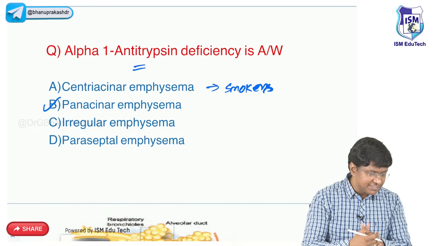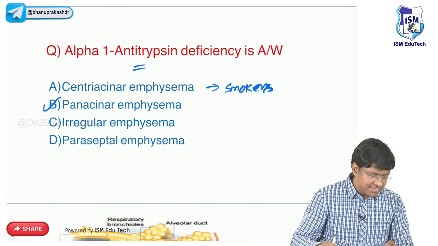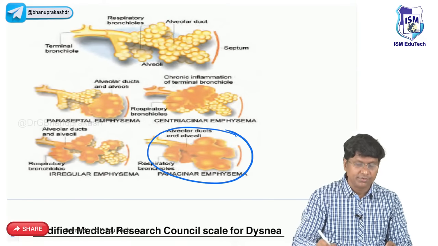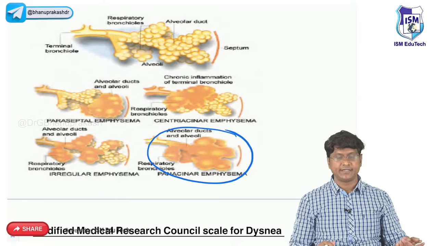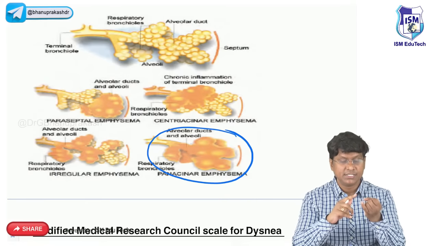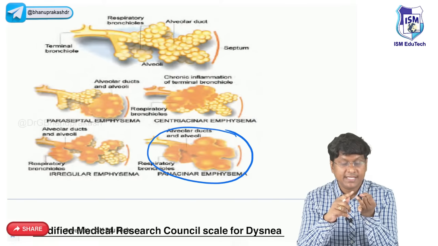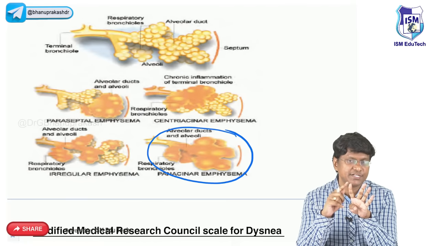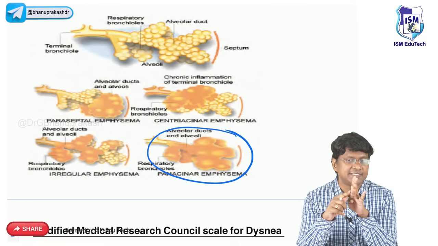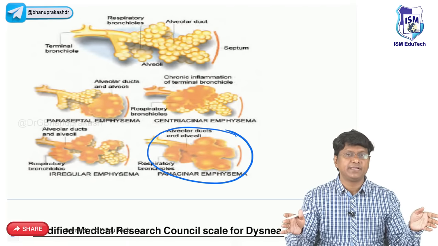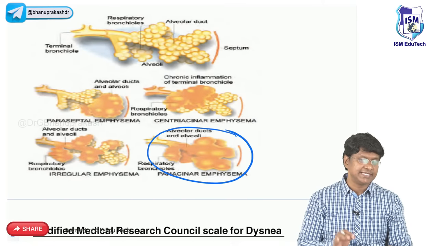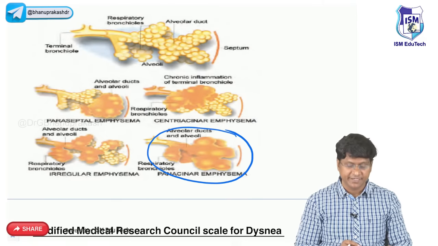Now, what do you understand by the word pan-acinar emphysema? Pan-acinar emphysema is where the entire acinus is abnormally, irreversibly dilated. What are all the parts of the acinus? Respiratory bronchiole, alveolar duct, alveolar sac, and alveoli. All four of these parts are abnormally, irreversibly dilated. That is called pan-acinar emphysema, seen in patients with alpha-1 antitrypsin deficiency.